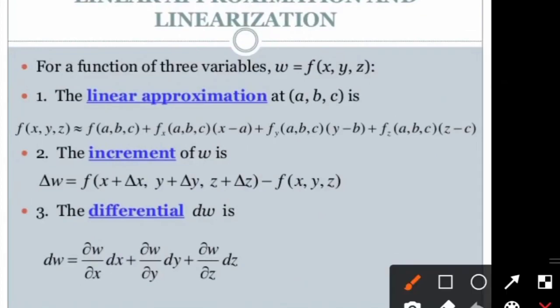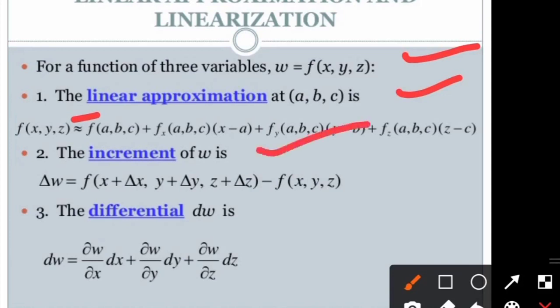Here, see here. For a function of three variables, w is equal to f of x comma y comma z. First one is the linear approximation at a comma b comma c: f of x comma y comma z is approximately f of a comma b comma c plus fx of a comma b comma c into x minus a plus fy of a comma b comma c into y minus b plus fz of a comma b comma c into z minus c.